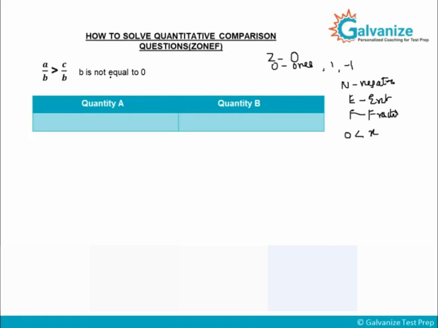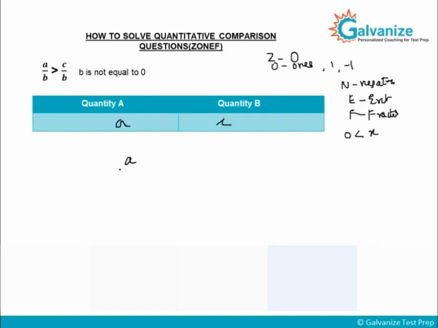A by B greater than C by B. B is not equal to 0. That's the only information given. There is absolutely no information about A, B or C, right? Quantity A is A here and your quantity B is C. You need to identify which quantity is greater, whether A is greater than C or A is less than C or A is equal to C, or you cannot determine from the given information, right?